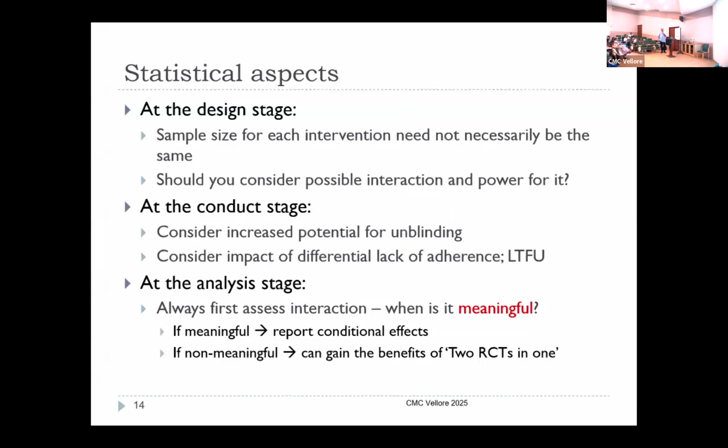Now, we talked a little bit about designing factorial designs. At the design stage, the sample size needs to be calculated. If you're going to have interaction and you want to test interactions, you should power for it. They become a little bit more difficult to do. And at the analysis stage, you first have to assess interaction.